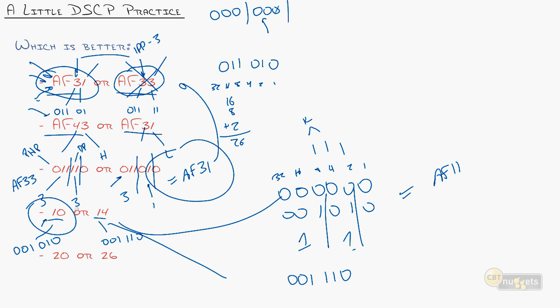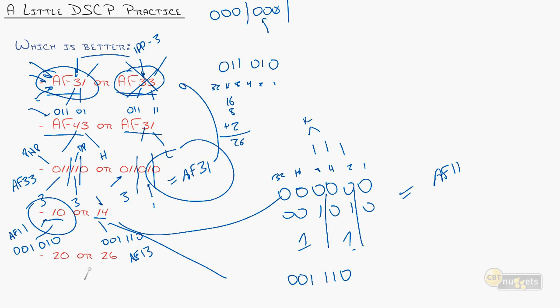Now that's weird, right? You're like, well, bigger numbers should be better, but if you look, this is really AF1 with a low drop preference. This one is AF1 with a high drop preference. So it's not always reliable to just look at the bigger number and say, oh, well, that one's better. You can't look at it in decimal at all because it'll be deceiving.